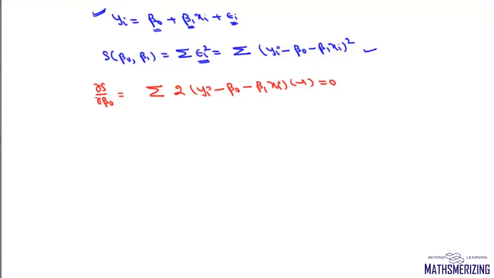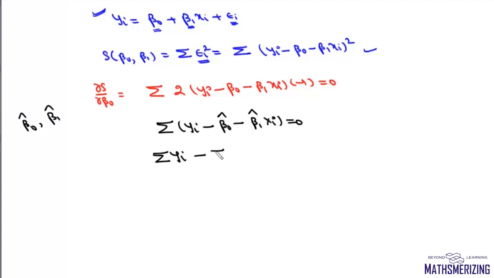Now suppose the minimum value of this function occurs at beta naught cap and beta 1 cap. So from here we can write this summation yi minus beta naught cap minus beta 1 cap xi must be equal to 0. Now we can write this as summation yi minus summation beta naught minus, we can take beta 1 cap common, and then it'll be this summation xi, equal to 0.